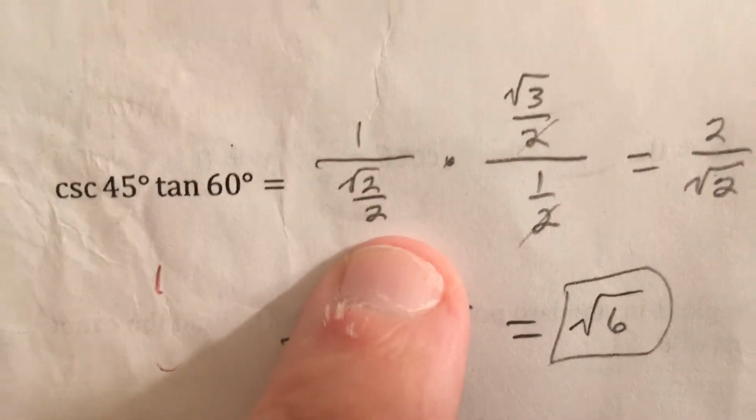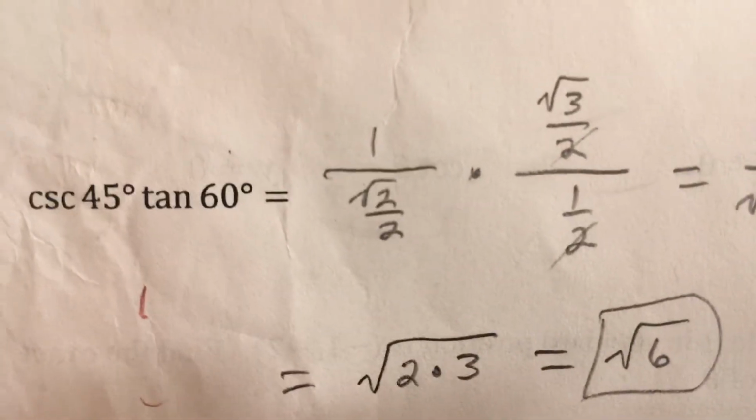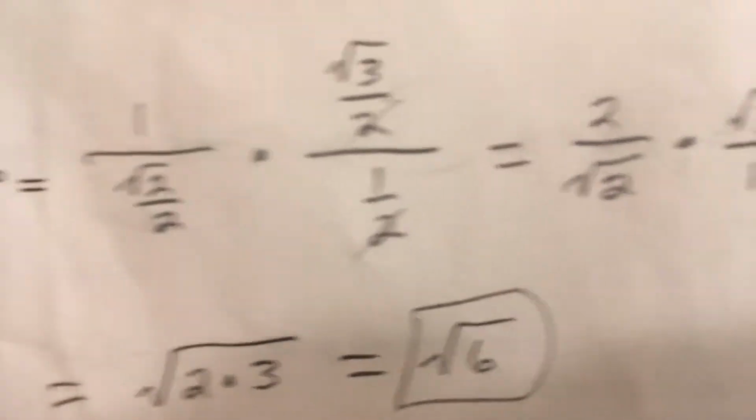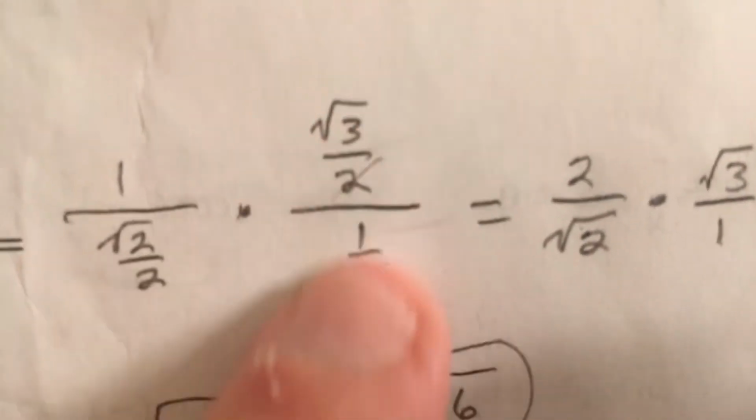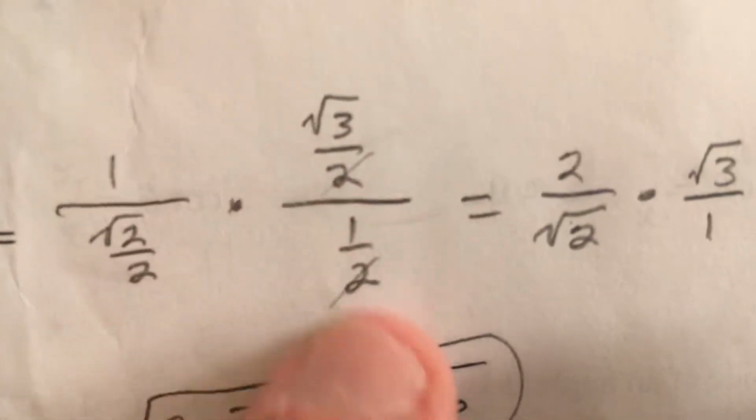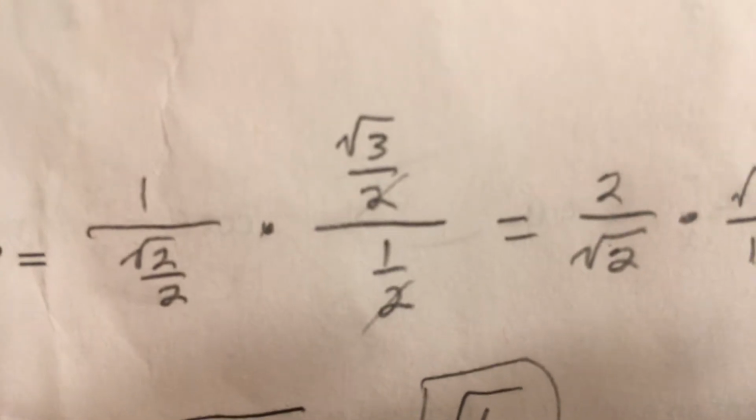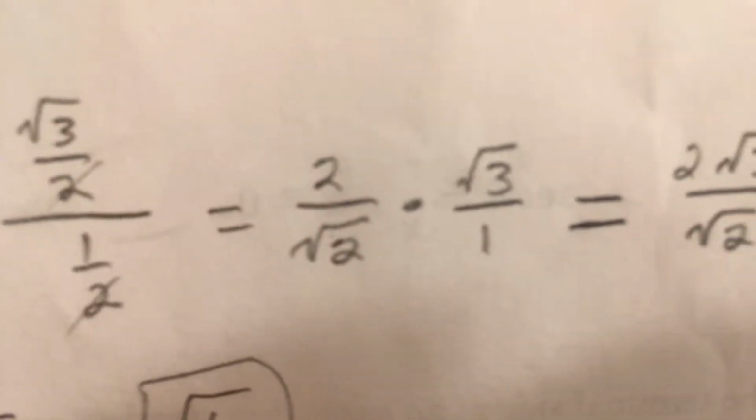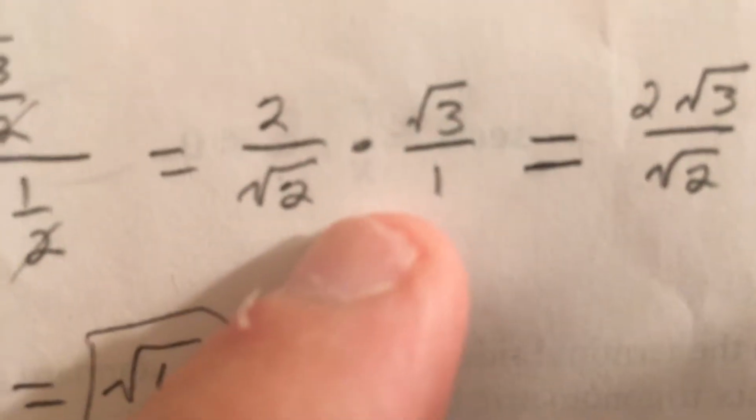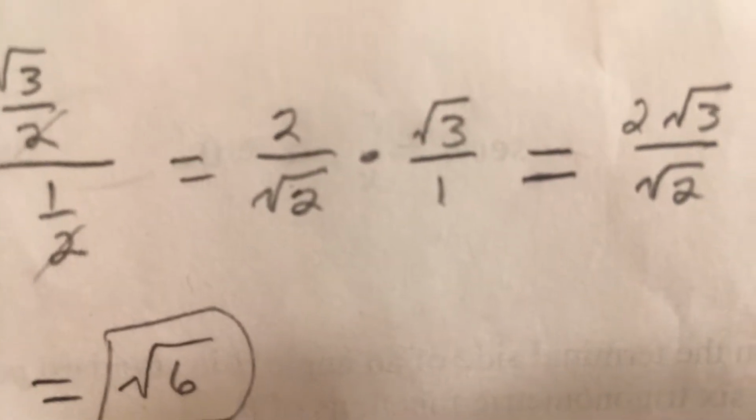1 divided by square root of 2 over 2 is just the reciprocal of square root of 2 over 2. And so the reciprocal of square root of 2 over 2 is 2 over root 2. And then we're dividing two fractions here. They have the same denominator, 2, so we can cancel the 2's, and we're left with root 3 over 1. So now we're just multiplying two fractions. And when you multiply two fractions, you multiply straight across.